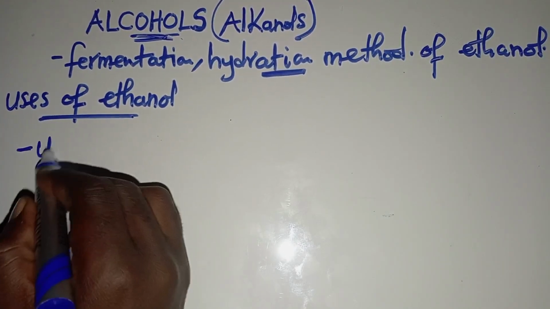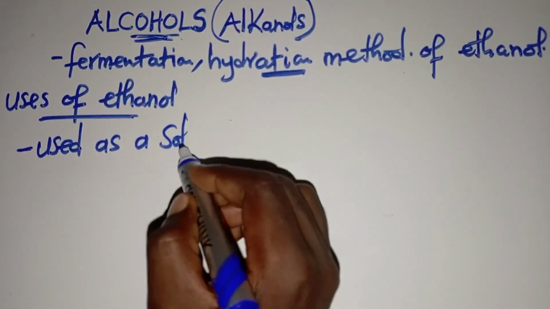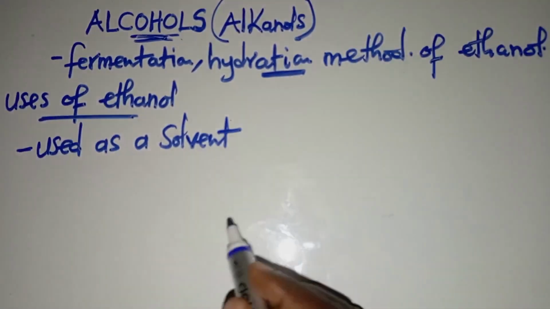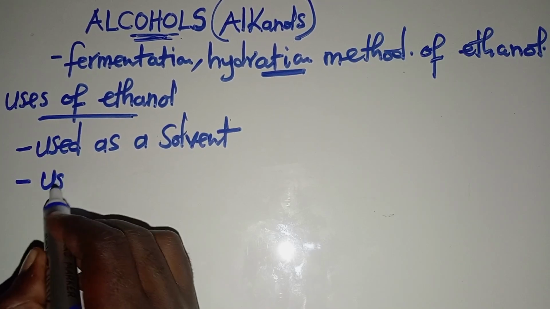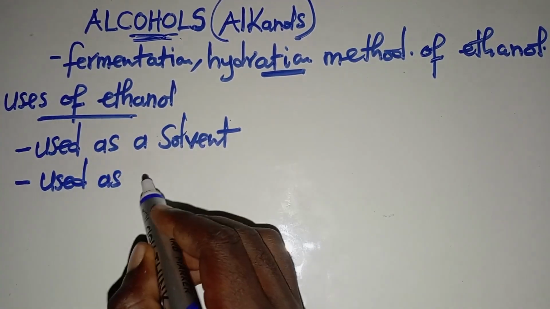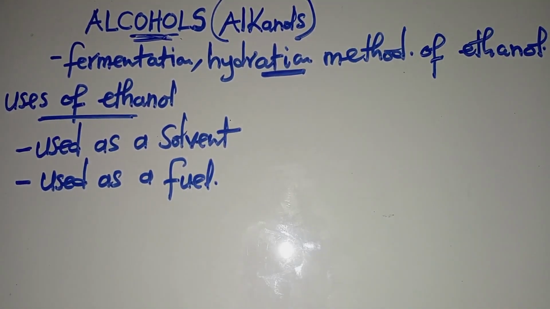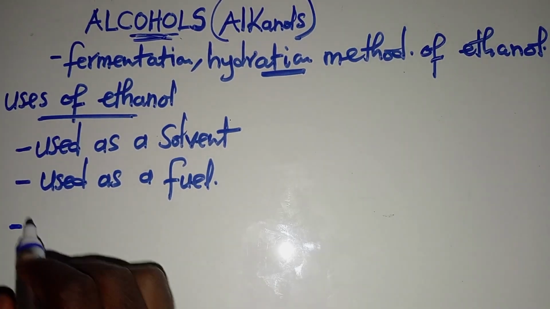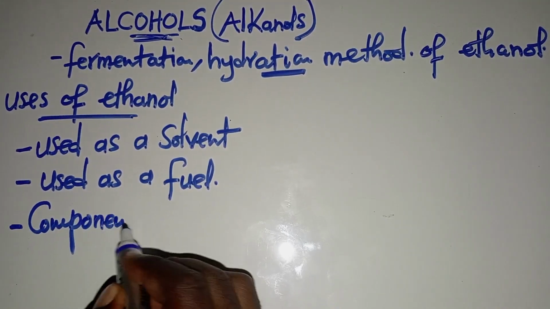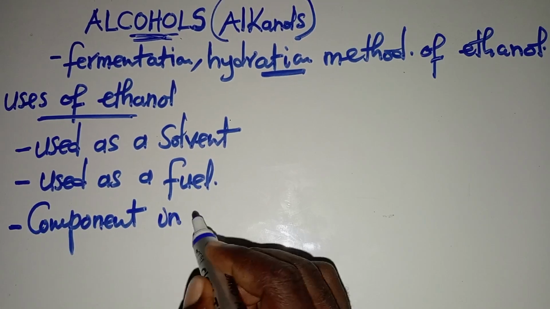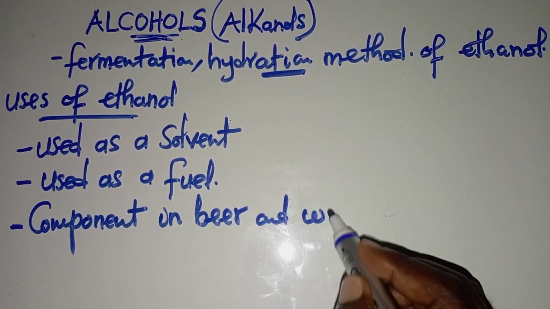Ethanol is used as a solvent. You need to understand that we get to use it as a solvent. You also need to understand that it gets to be used as a fuel. Also, it gets to be used as a component in beer and wines.